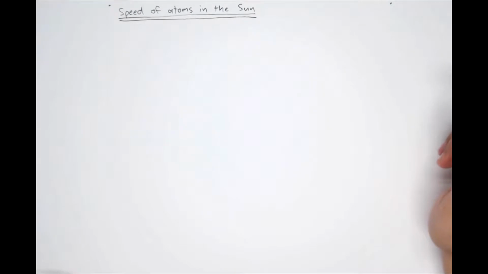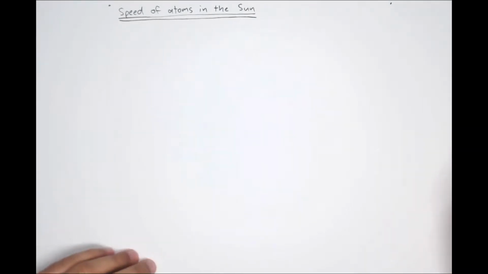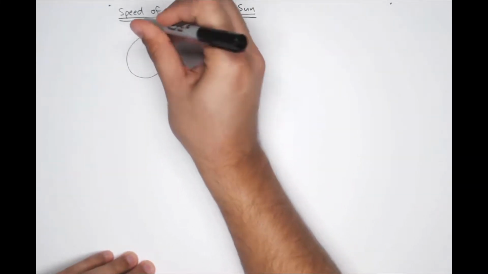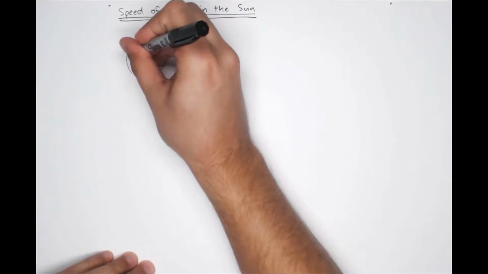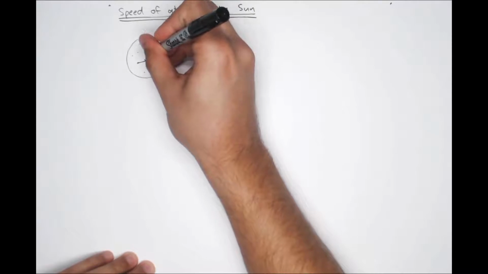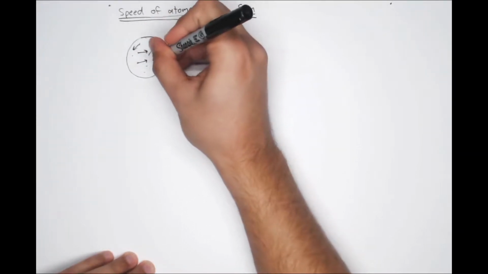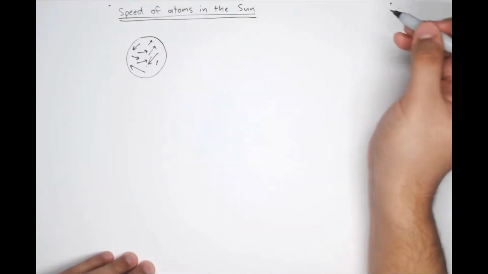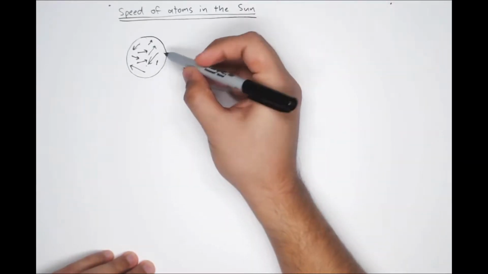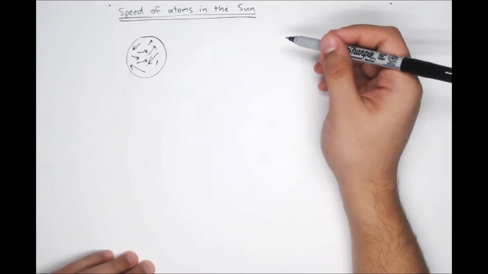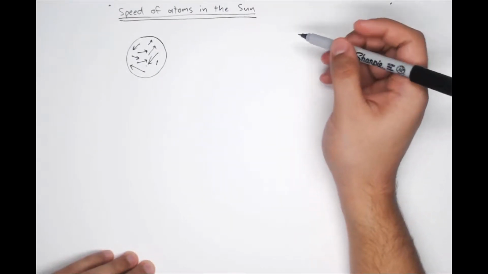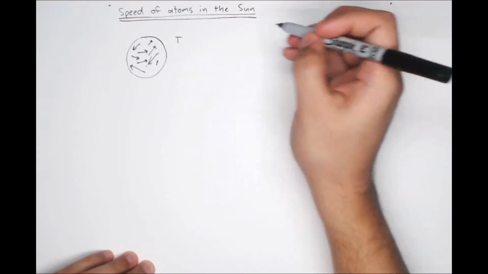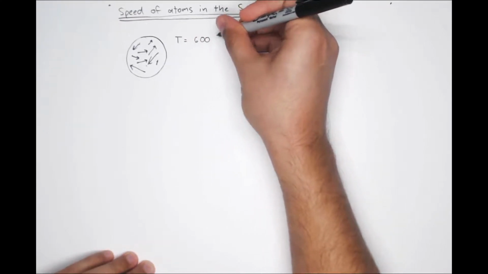We are going to have an interesting problem about trying to compute the speed that atoms are going to move around inside the sun. So if we imagine having the sun here, there's going to be lots of hot gas molecules moving around, each one of them in different directions, some fast, some slow. But we can try to figure out what is going to be the average speed of the molecules in the sun, assuming that we know the temperature of the sun. And the sun has different zones, so we're just going to pick a representative value here of 6,000 Kelvin.